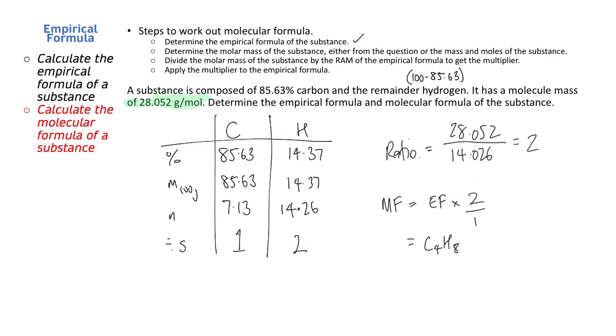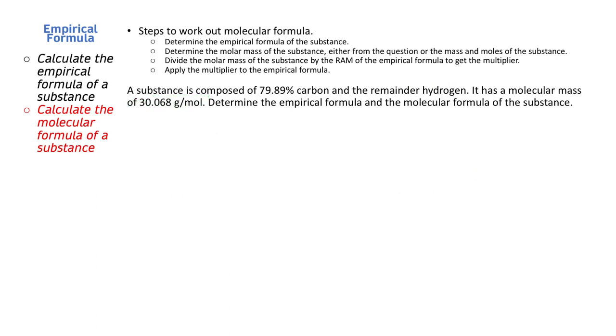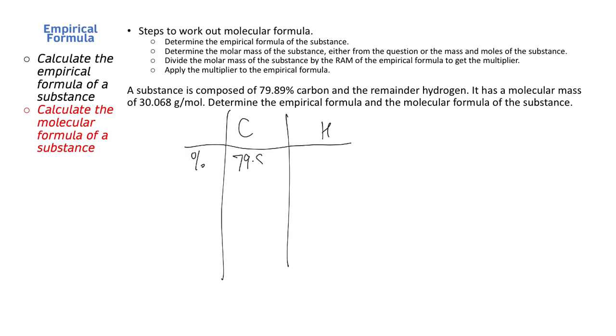All right, let's have a look at the next one. Okay, so the substance is 79.89 carbon, the remainder hydrogen, with a molecular mass given. Determine the empirical formula and the molecular formula. Okay, so what you got? So carbon, hydrogen. What we're going to start off with is the percentage. So this is going to be 79.89, and the remainder hydrogen, which would make it 20.11.